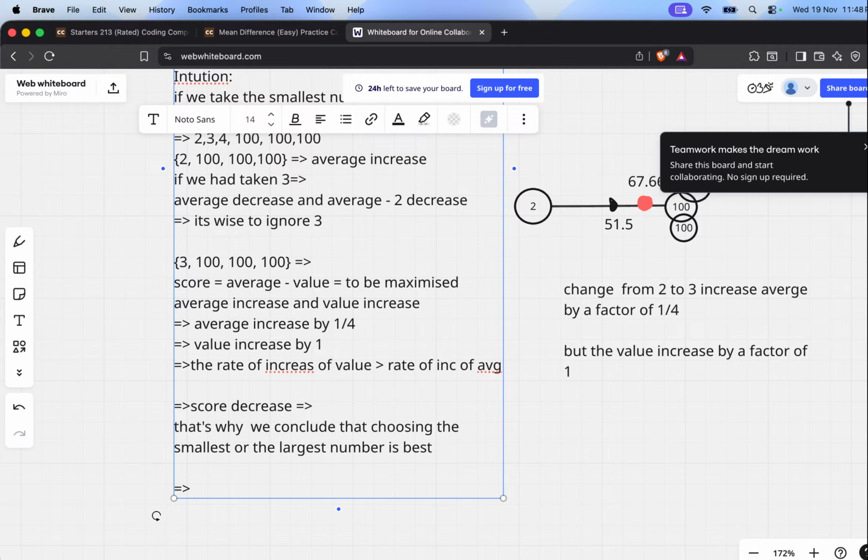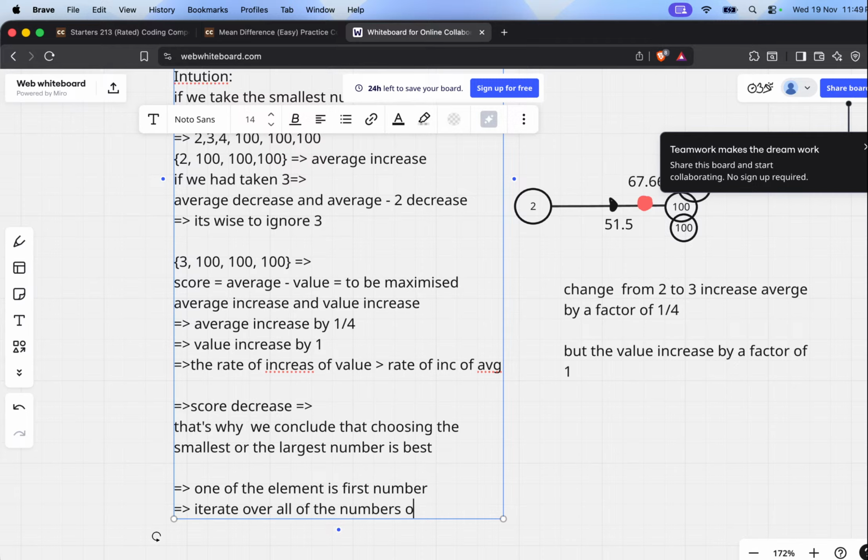If we have arrived at the conclusion that one of the elements is the first number, then iterate over all the numbers and choose all numbers from, let's say, x to end, and check the score. If this is the maximum score, update it, or keep moving leftward and checking the score. All right.